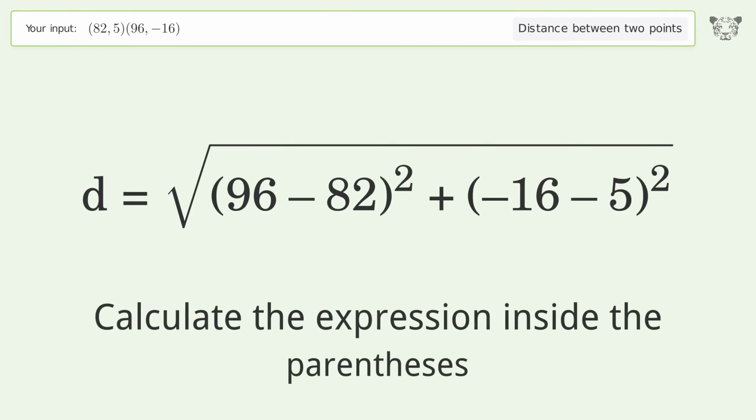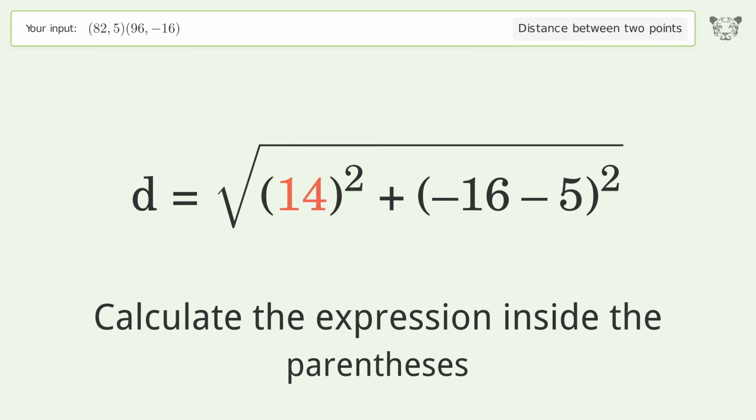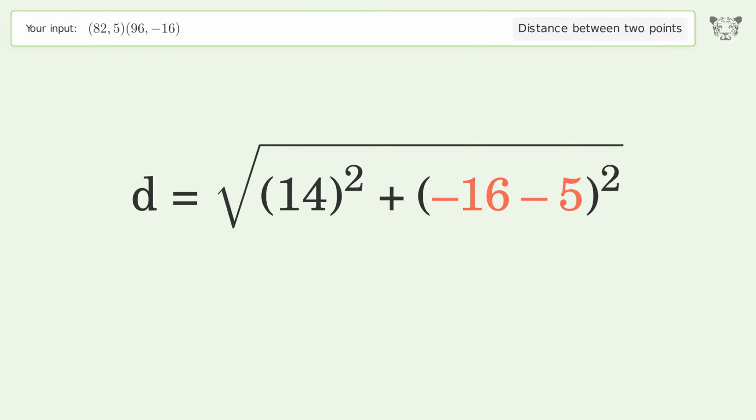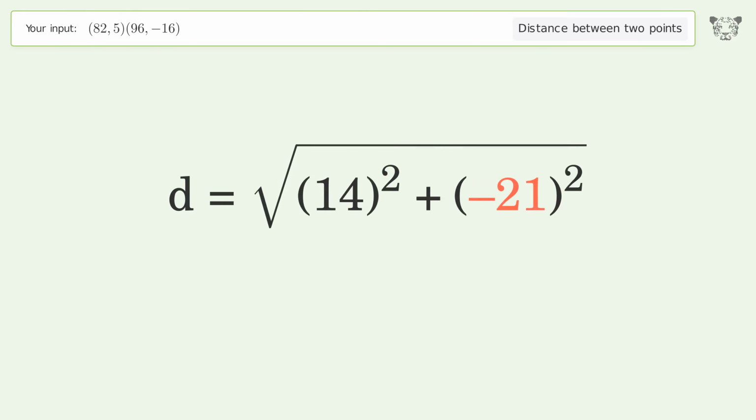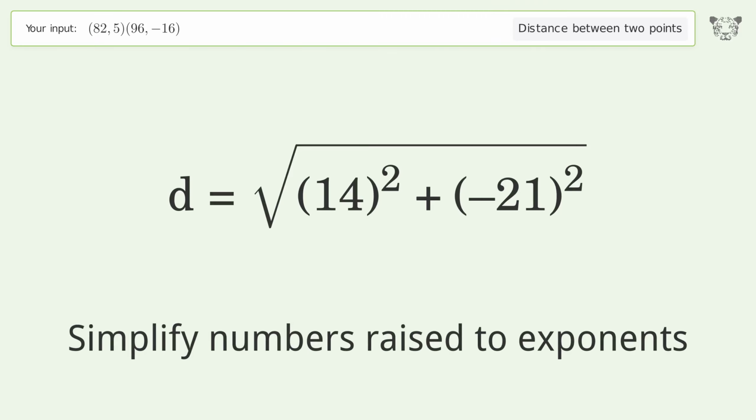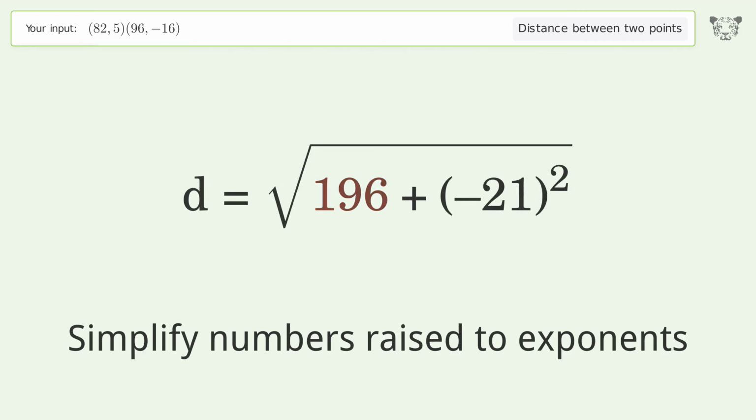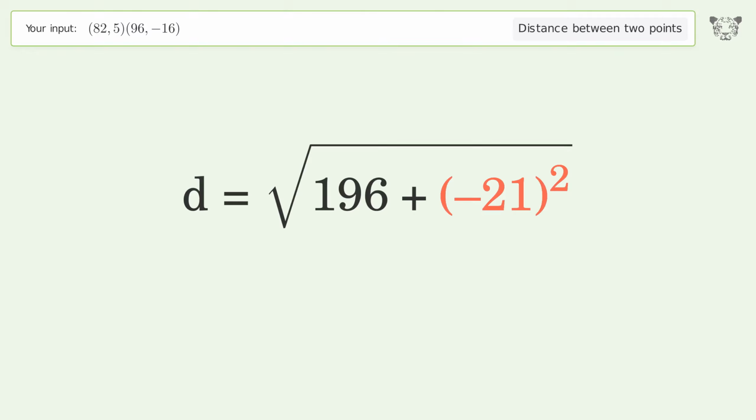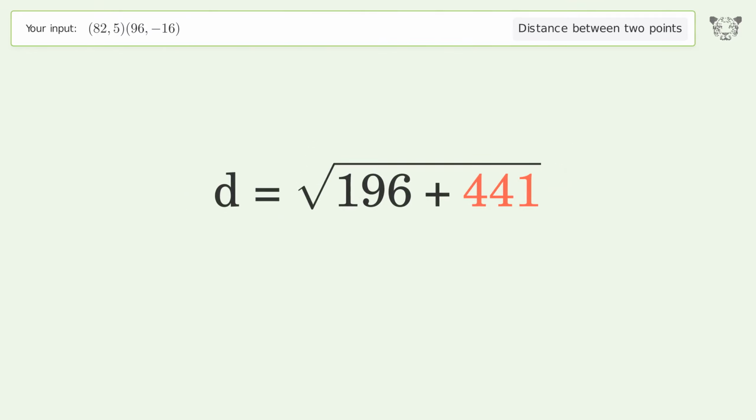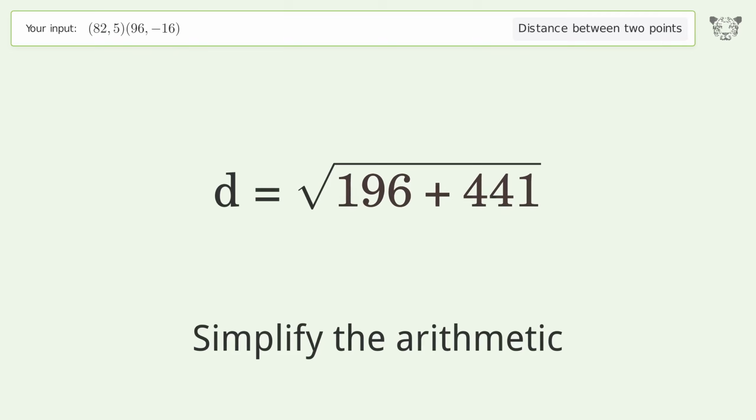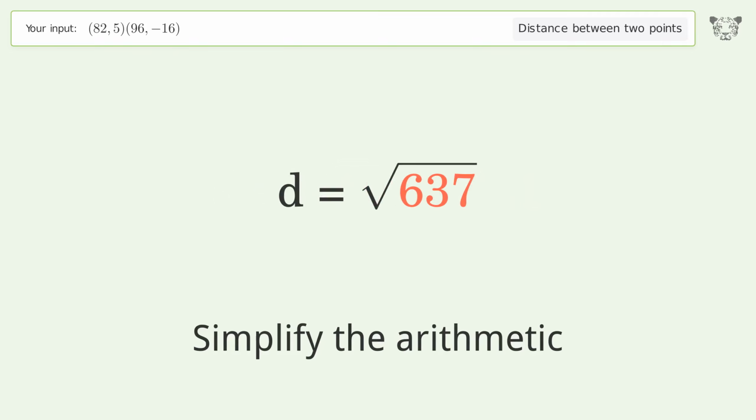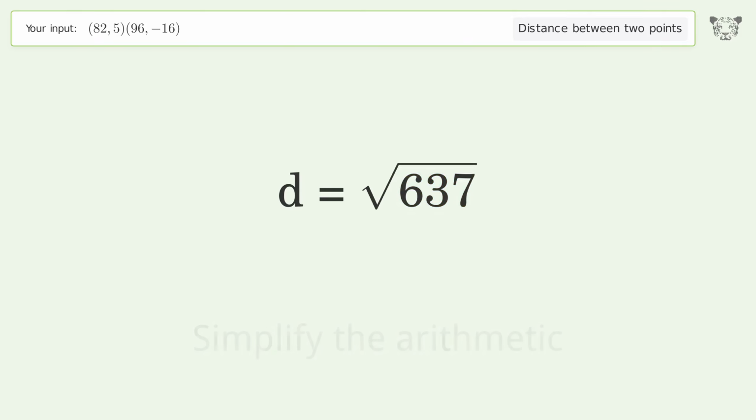Calculate the expression inside the parentheses. Simplify numbers raised to exponents. Simplify the arithmetic. And so the distance between the 2 points is the square root of 637, or 25.239.